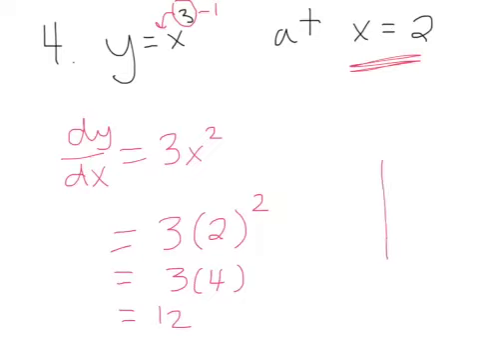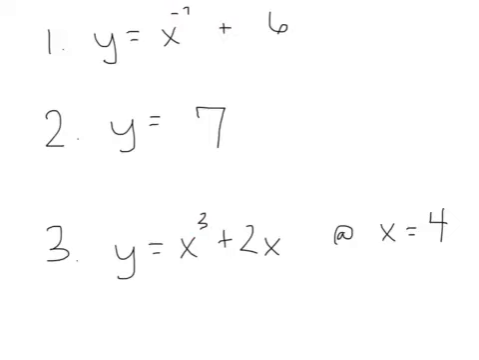So the graph probably looks something like this. So when x equals 2, it has a slope of 12, which is pretty steep right there. So that's something with the graph. Okay, so that's all of the problems I have for you.